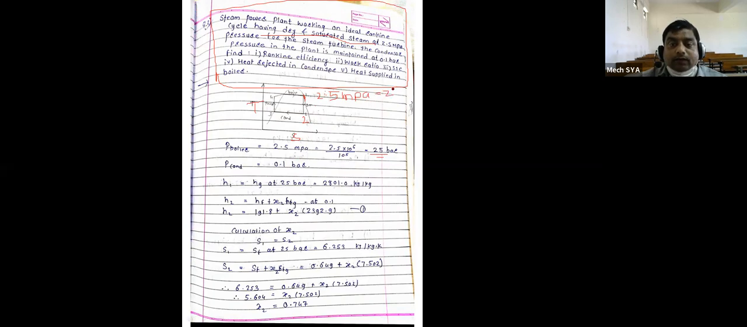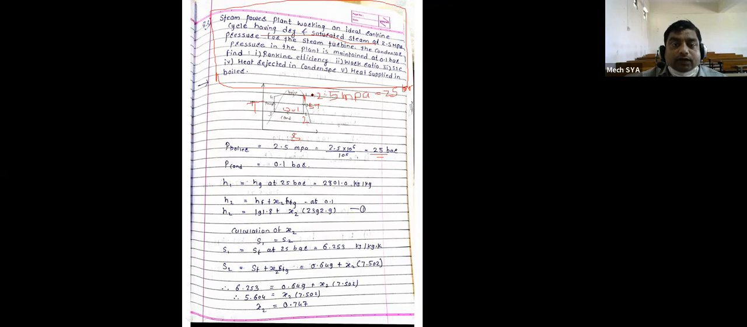Steam supplied is dry and saturated. Then the condenser pressure is directly given as 0.1 bar, so we need not worry about it. Now 1 to 2 will be isentropic expansion in the steam turbine. This is the steam turbine process. Then this will be the condenser process, this will be the pump process, and this will be the boiler process.